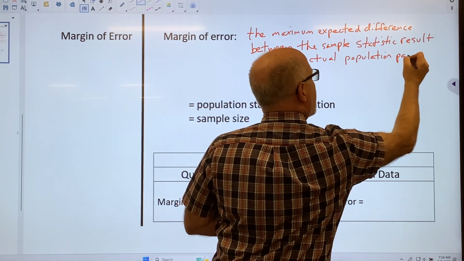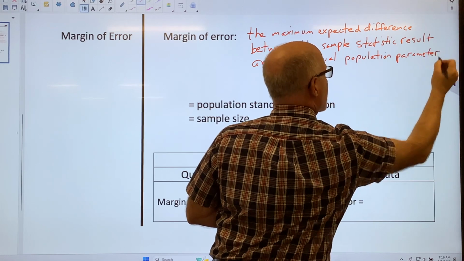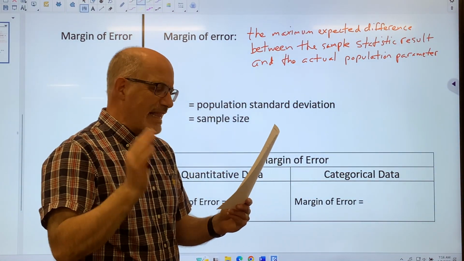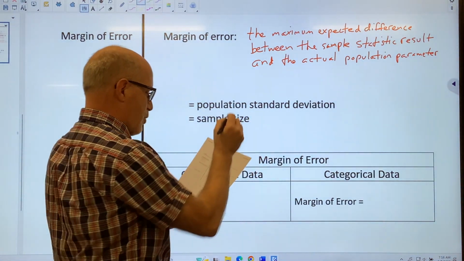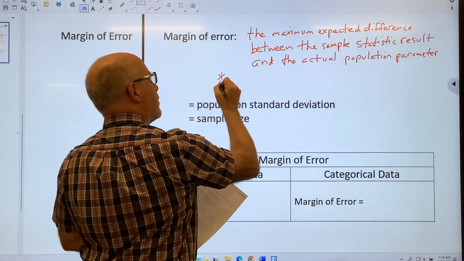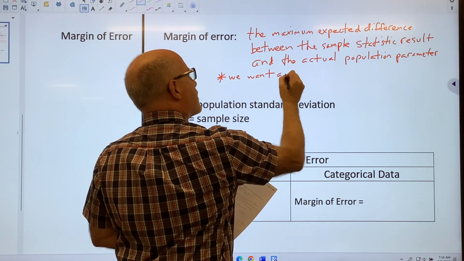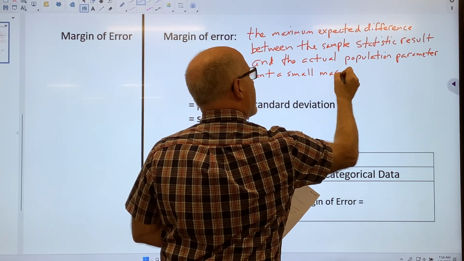Just a reminder that the larger our sample size, that usually gives us a better estimate. So our margin of error is going to shrink, and that's our goal. We really want to shrink the margin of error. So we want a small margin of error.